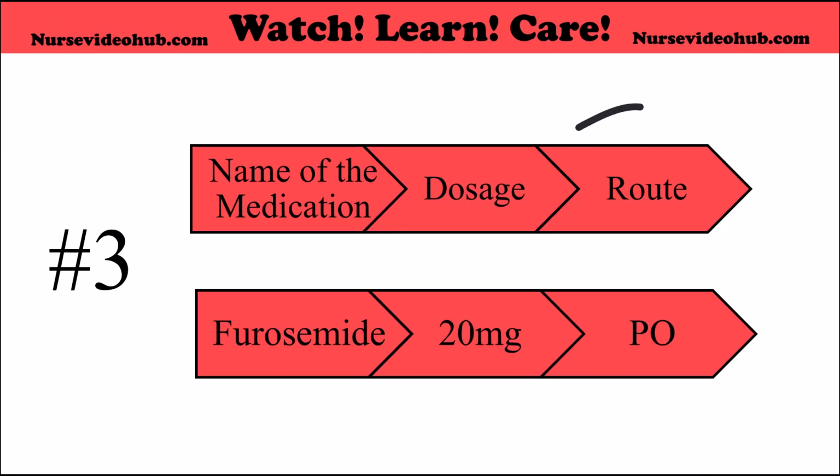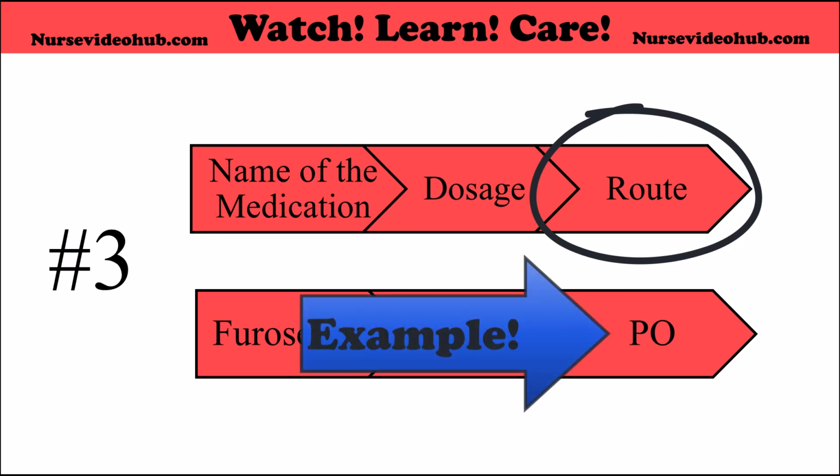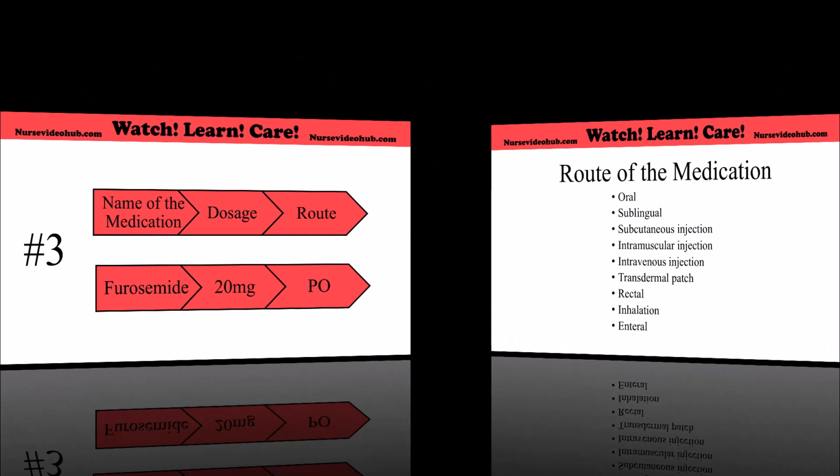Component 3, the route. The route describes how the drug should be administered. In this example, furosemide is to be administered orally, which is abbreviated as PO. The route affects how much and how fast a medication is absorbed.